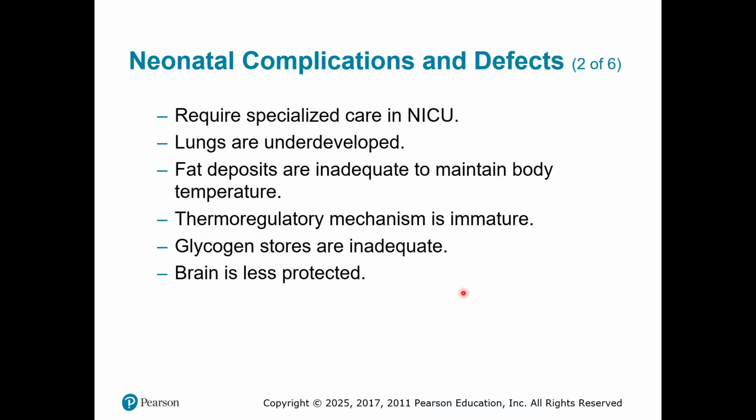Their lungs are underdeveloped. Fat deposits are inadequate to maintain body temperature. Thermoregulatory mechanisms are immature. Glycogen stores are inadequate. And the brain is less protected.